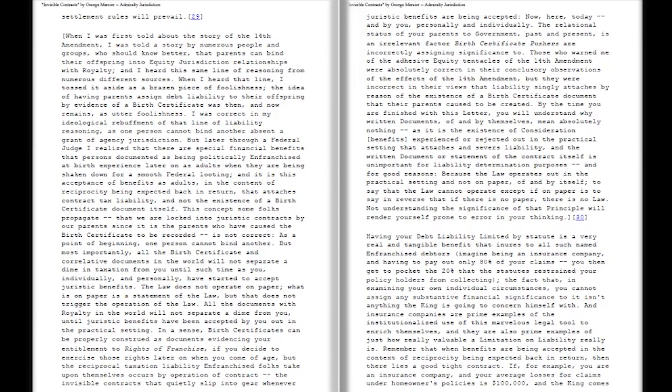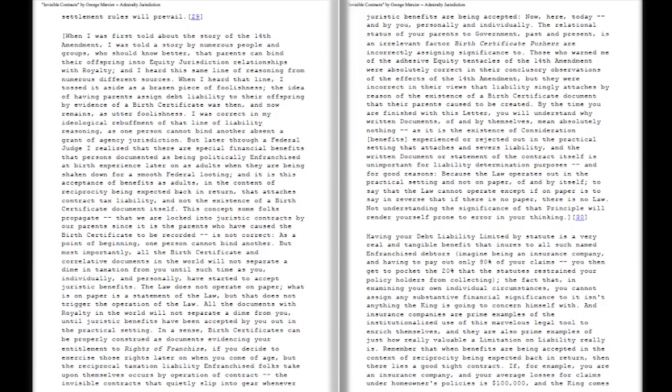By the time you are finished with this letter, you will understand why written documents, of and by themselves, mean absolutely nothing, as it is the existence of consideration, benefits experienced or rejected out in the practical setting, that attaches and severs liability. The written document or statement of the contract itself is unimportant for liability determination purposes, and for good reasons, because the law operates out in the practical setting and not on paper, of and by itself. To say that the law cannot operate except if on paper is to say in reverse that if there is no paper, there is no law. Not understanding the significance of that principle will render yourself prone to error in your thinking.